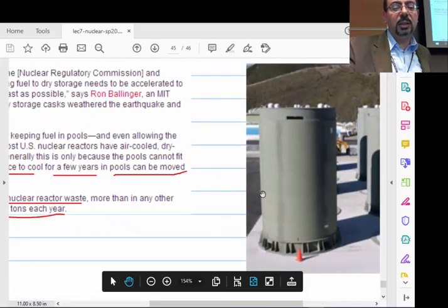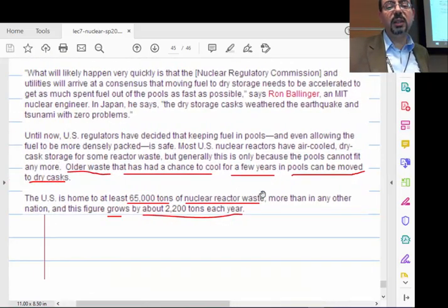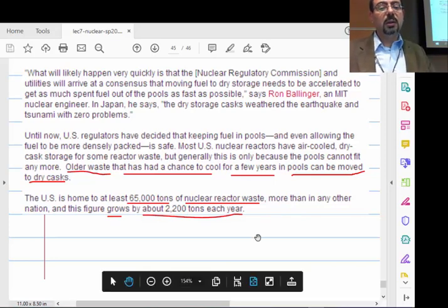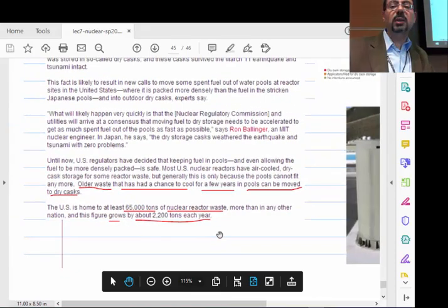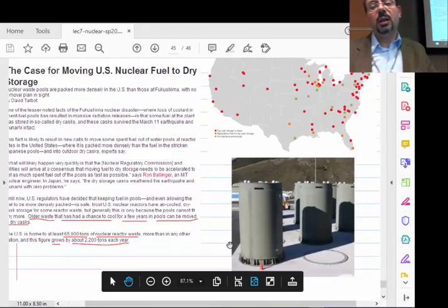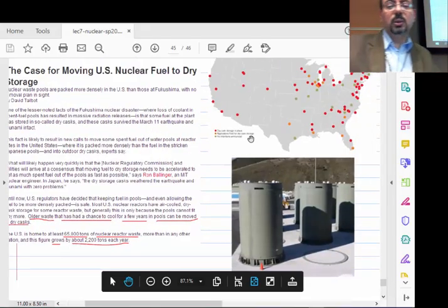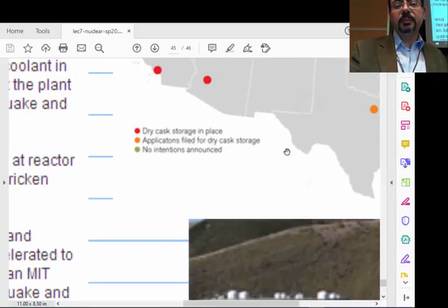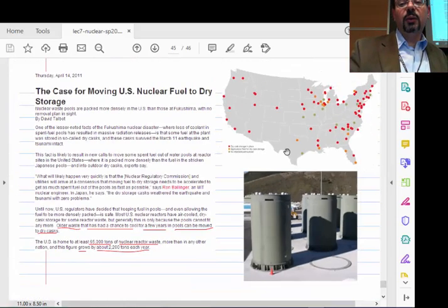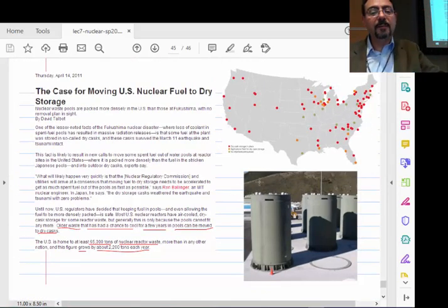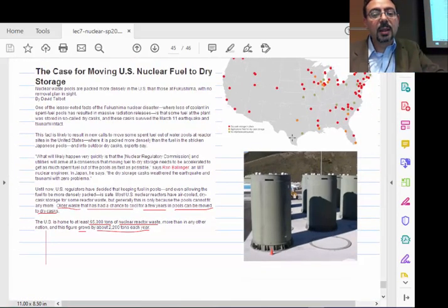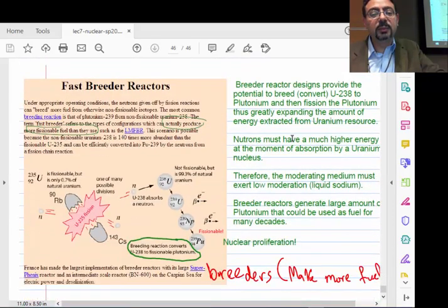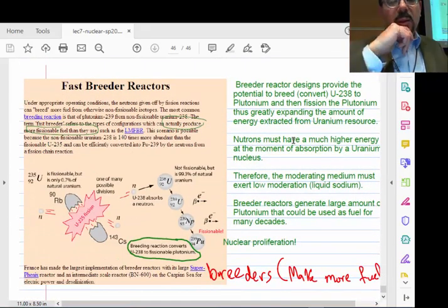Okay, so in the US it's home to 65,000 tons of nuclear reactor waste. And this grows by 2,000 tons each year. So every year 2,000 tons need to be stored, and you have to store them somewhere. The red is dry casks, after you finish cooling them underwater.